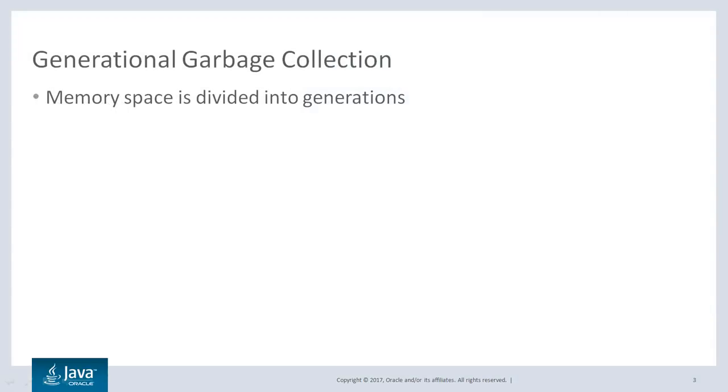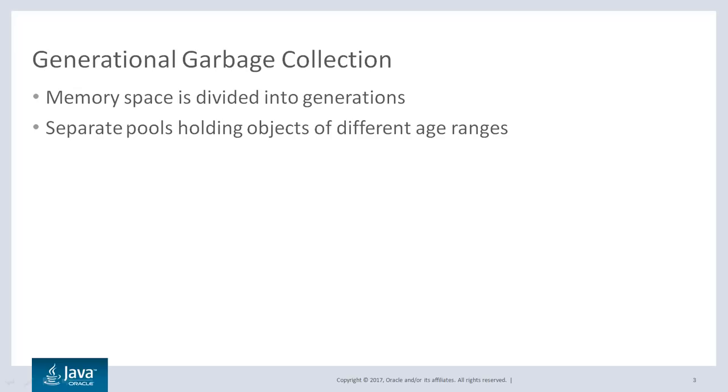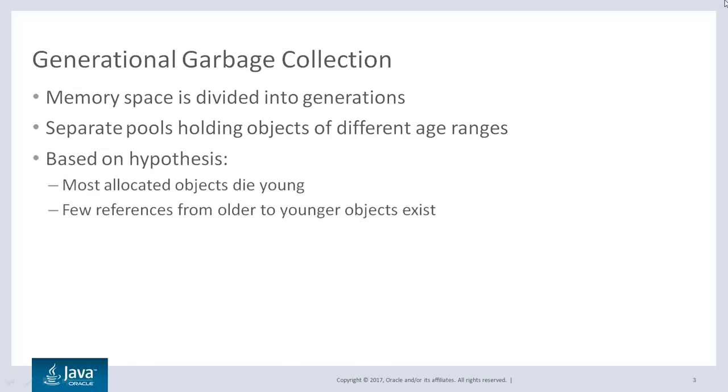In generational garbage collection, memory space is divided into various generations, each generation holding objects of different age ranges. The age of each object in the young space gets incremented each time the space is swept over by a garbage collector. Objects that reach a threshold age are moved to the old generation. Generational garbage collectors are implemented based on a hypothesis that most of the objects allocated in an application or a program die soon after they are allocated, or in other words, the objects die young. And very few references exist from the older objects that have stayed around longer to the younger objects.